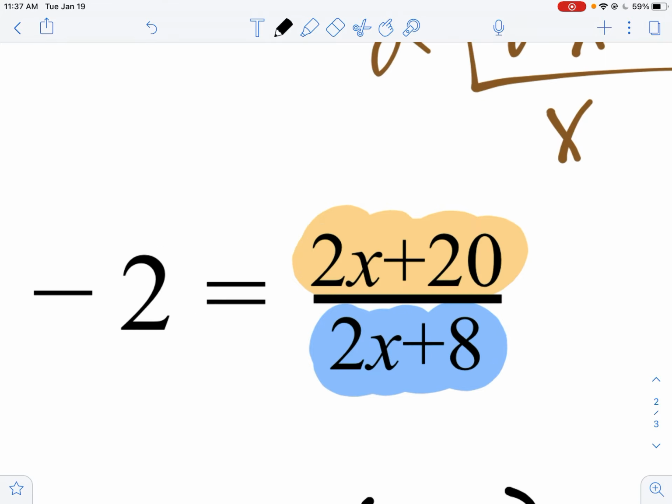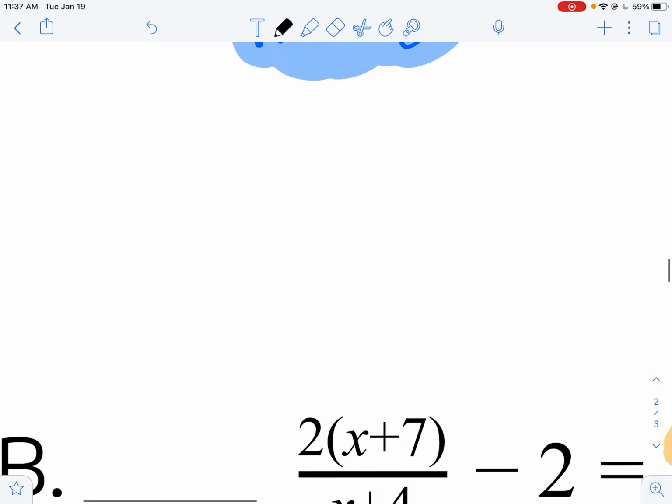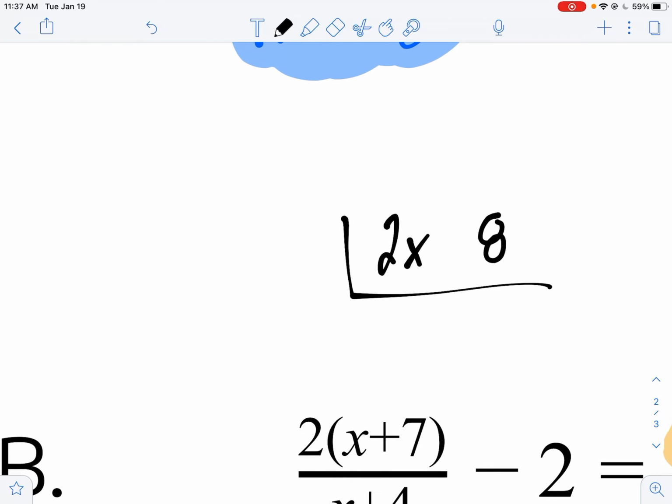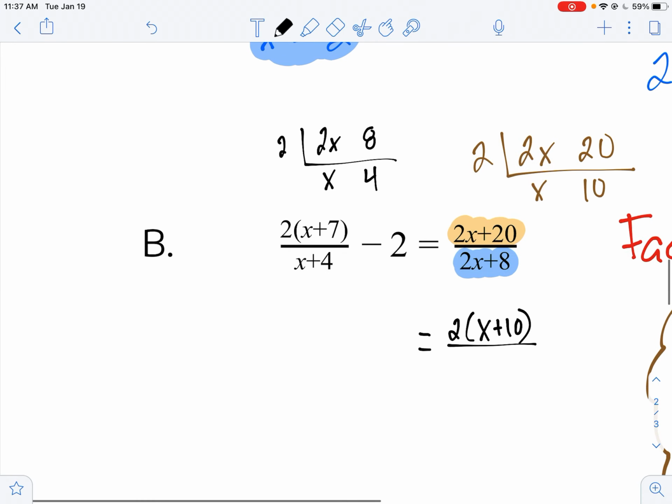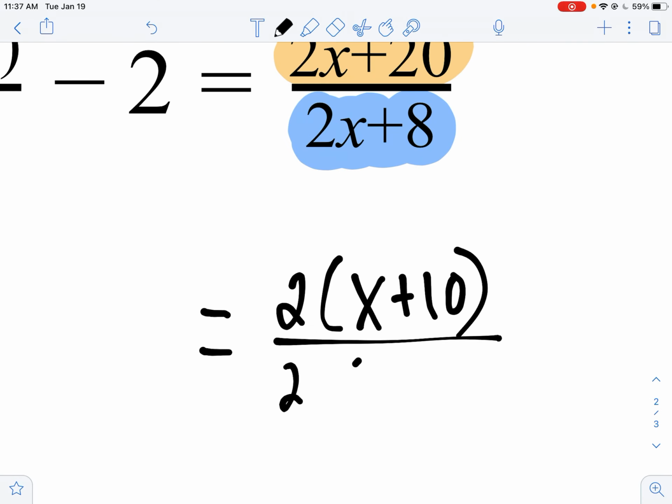Let's take a look at the bottom. We've got 2x and 8. Now again, I can use the ladder method if I want. Some people might just be able to say, well, 2x and 8 share a factor of 2. Just divide them each by 2. That's exactly what you do when you're using this method anyway. 2x divided by 2 is x. 8 divided by 2 is 4. So then I'm left with 2 times x plus 4.